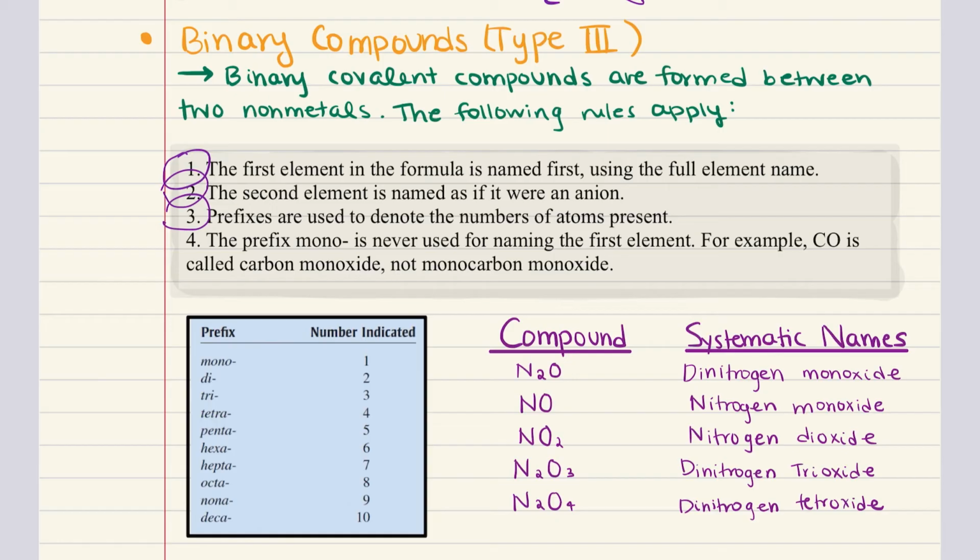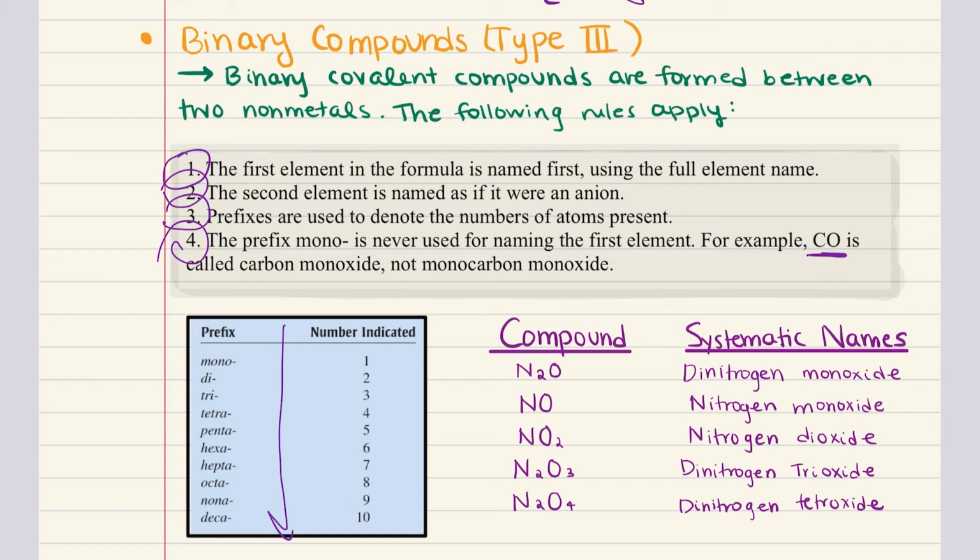And here I have a table of the prefixes. So for 1, that's mono. For 2, it's di. For 3, it's tri. 4 is tetra. 5 is penta, so on and so forth. And then our last and final rule is that the prefix mono is never used for naming the first element. So for example, if you're trying to name CO, this is called carbon monoxide, not monocarbon monoxide.